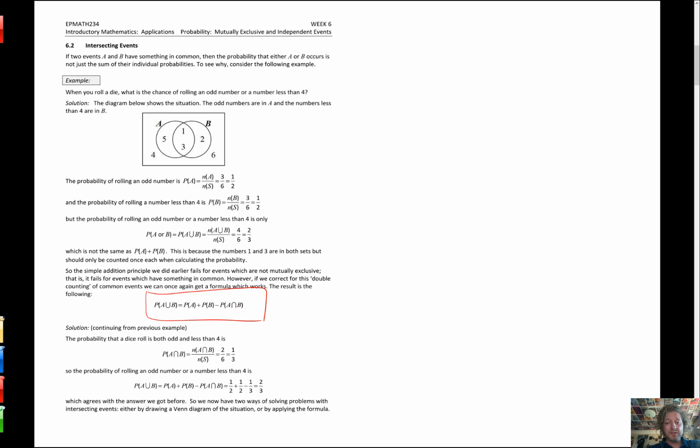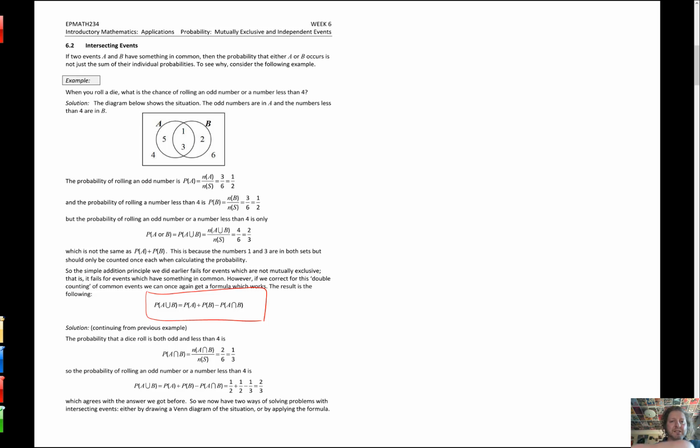Minus the probability of A intersection B. Now that looks pretty hard, but we'll make common sense of it. Let's find out. This example is talking about just rolling a single die. And the outcomes I can get are 1, 2, 3, 4, 5 or 6.